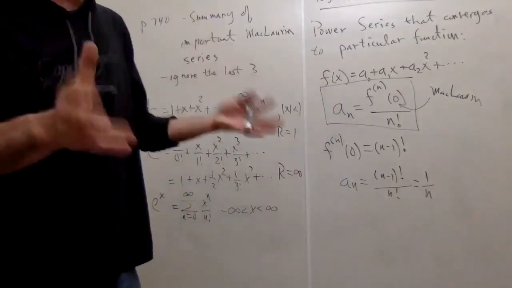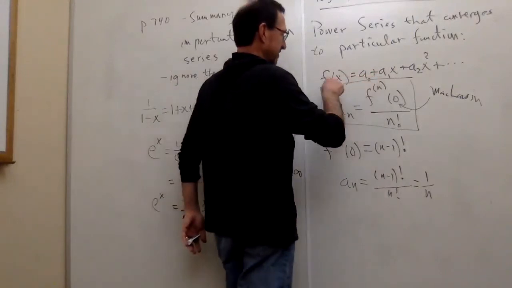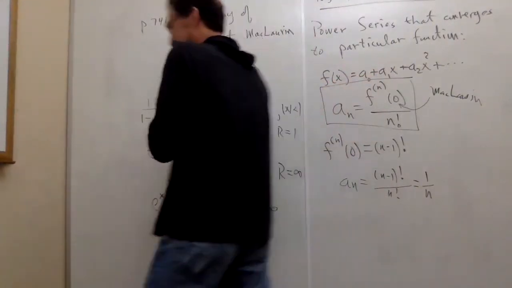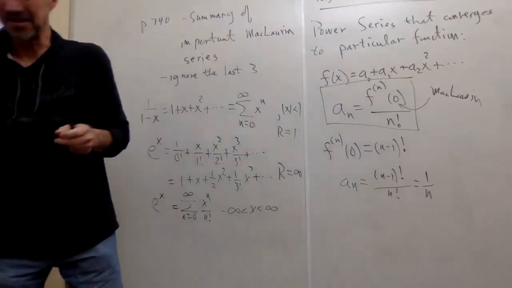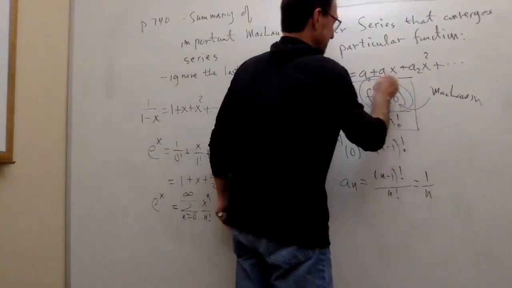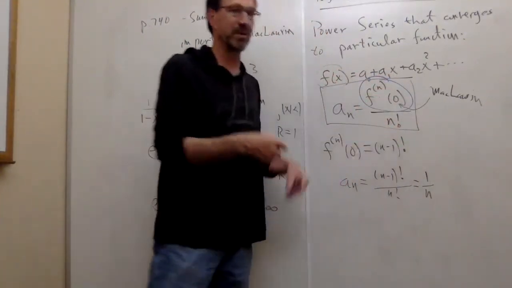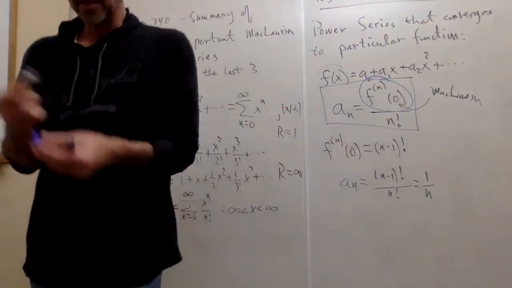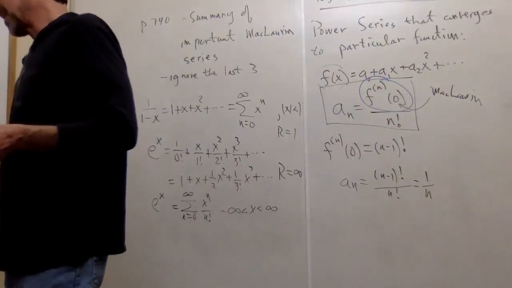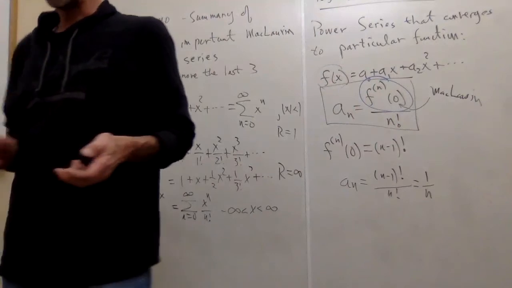Like, how do I find the coefficients to get a series that converges to a function? This is how I do it. The function tells me what goes there. The factorial is just built into the formula. We have shown that in a previous video. You can go back and look it up, or you can just trust me.